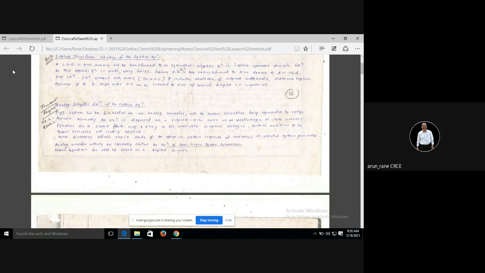One method is the classical solution method to find out the transient response and steady state response. Another method is the Laplace method, which is more popular because it is short and fast. Then the third method is the analog computer solution method. This is like your simulation method.